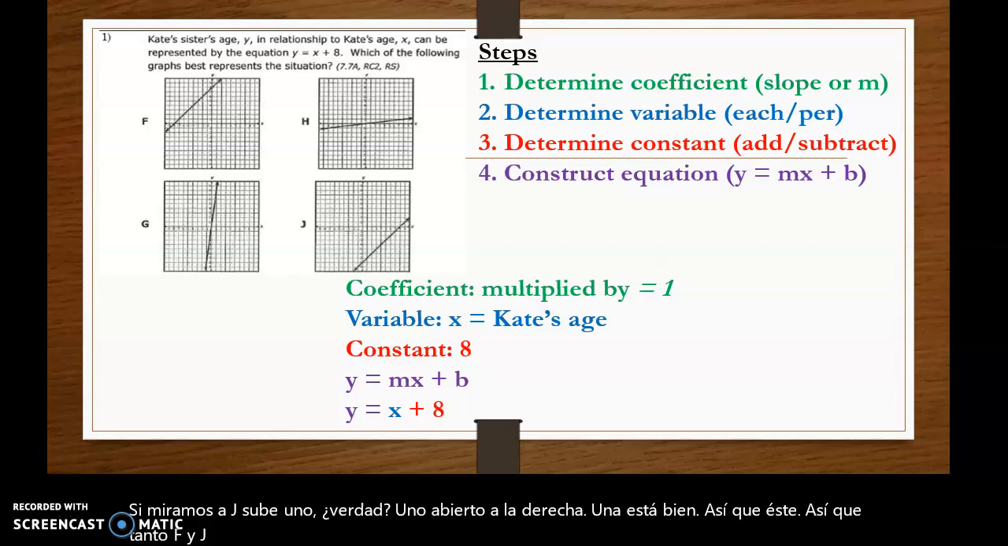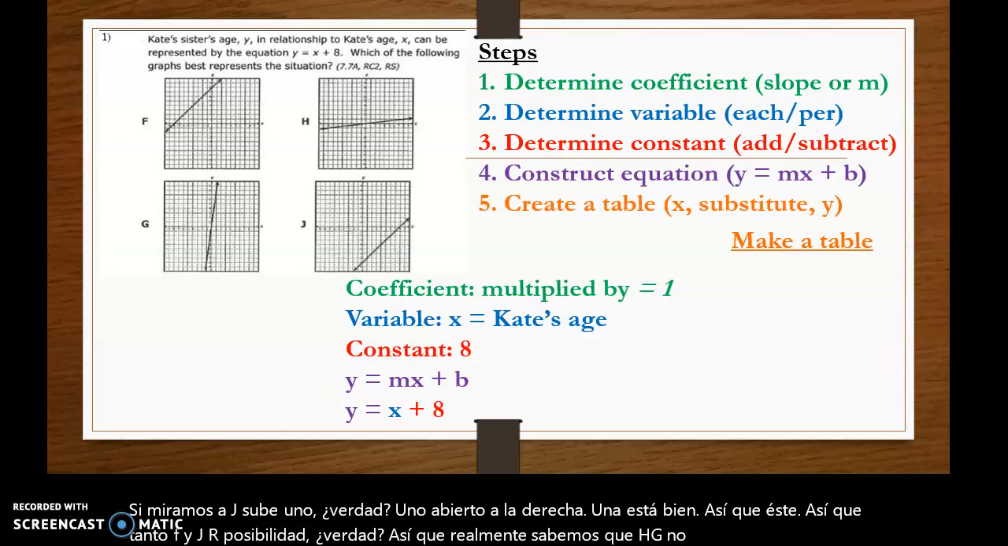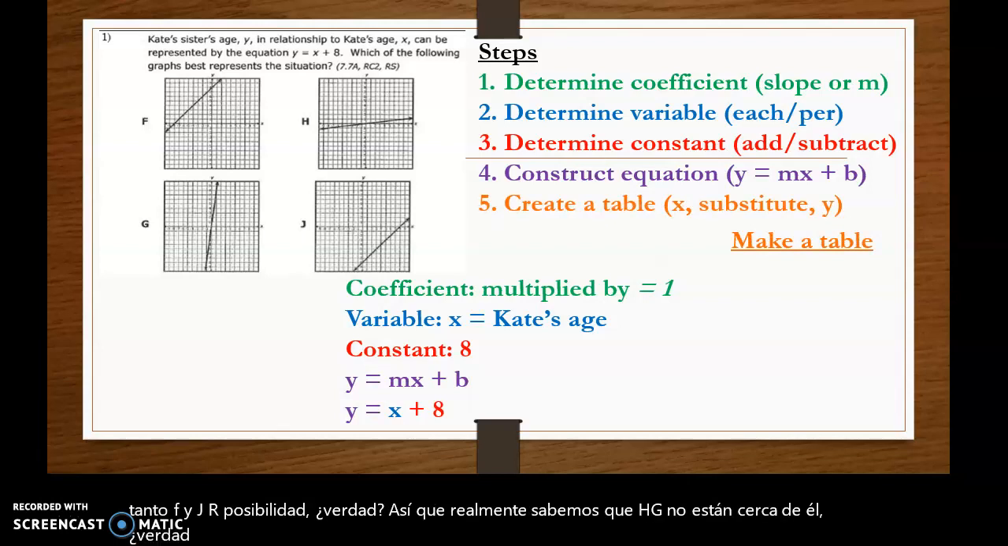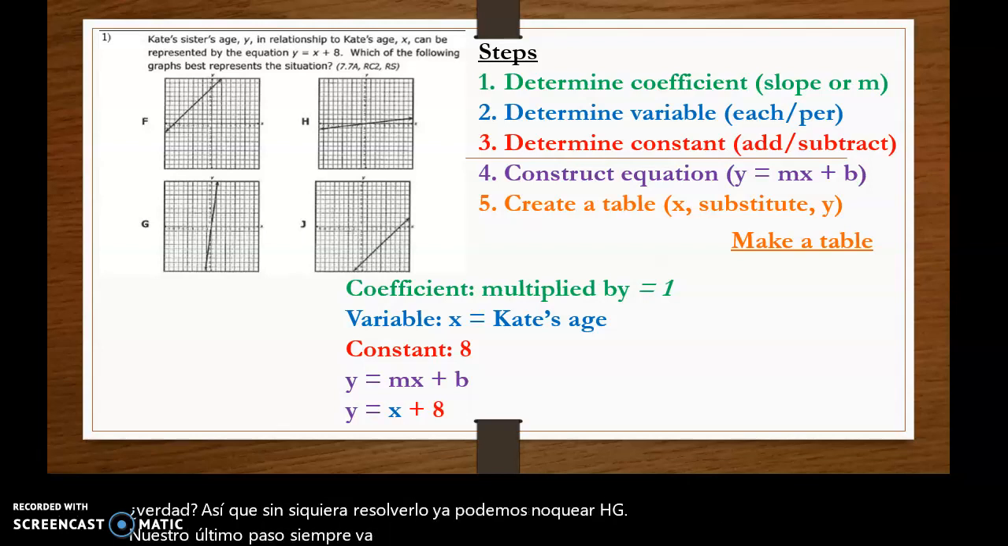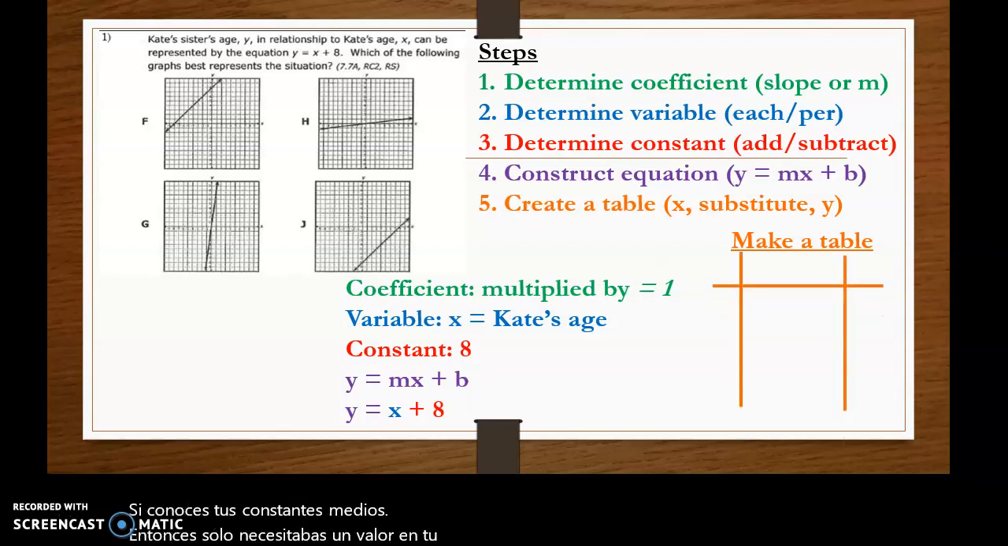So we already know that h and g are nowhere close to it, right? So without even solving it, we can already knock out h and g. Our last step is always going to be to create a table. In this context, if you know what your constant means, then you only need to know one value in your table. And that's when x equals 0.